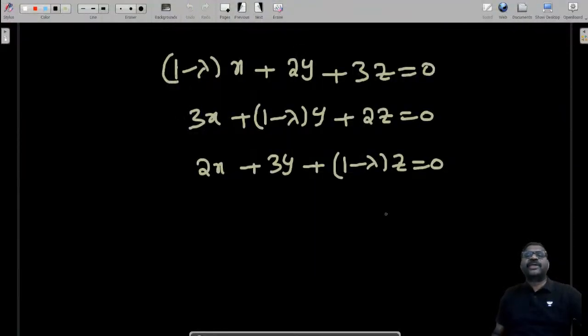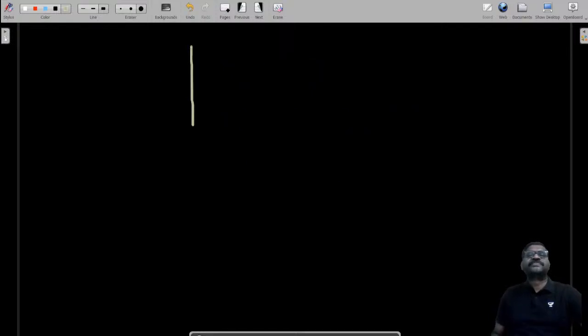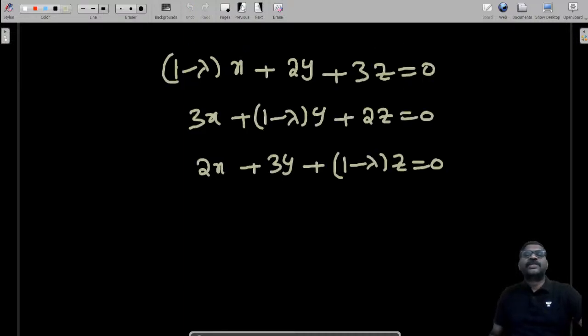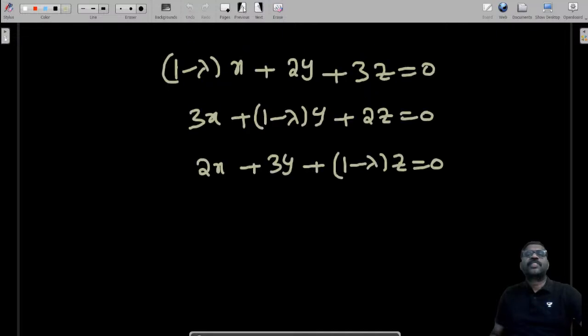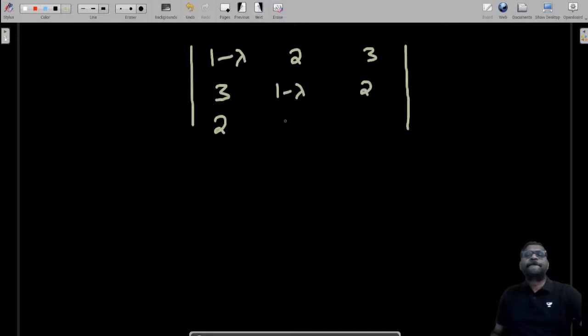It is clearly in the form Ax equal to 0. Ax equal to 0 has a non-zero solution. Therefore, the determinant of A equals 0. From this, we can write the determinant with rows (1 minus lambda, 2, 3), (3, 1 minus lambda, 2), (2, 3, 1 minus lambda) equal to 0. Now apply the operation.